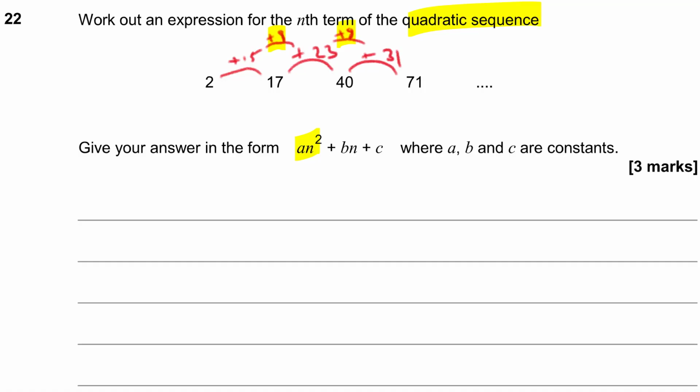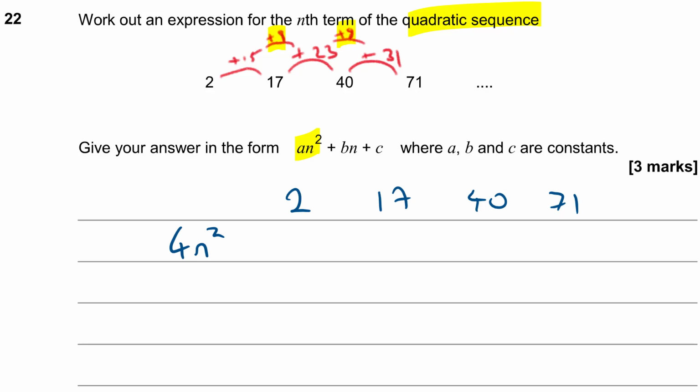Now that means the an squared part of our quadratic sequence is given by a being half that number. You take that second difference and halve it, and that is your value of a. So we're going to get 4n squared as the squared part of that quadratic. Okay. Now the next thing we need to do is work out the difference between 4n squared and what we've been given. We were given the sequence 2, 17, 40, 71.